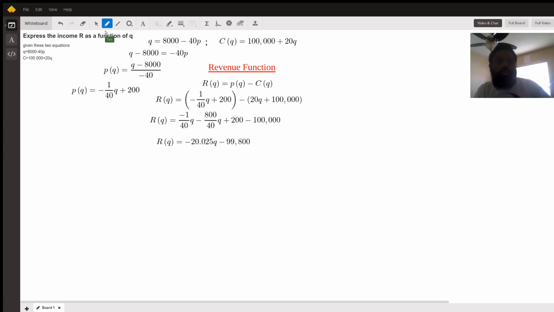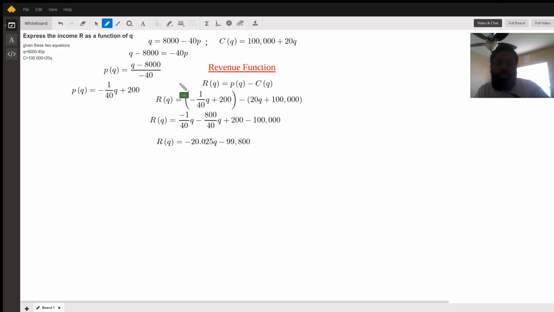Okay. So we have our given equations, but the first function is in terms of p. So we have to flip that and solve this equation for p. Subtract 8,000, then we divide negative 40 to both sides to get our function in terms of p. And we break it apart to get negative 1 over 40q. Negative 8,000 divided by negative 40 is positive 200.